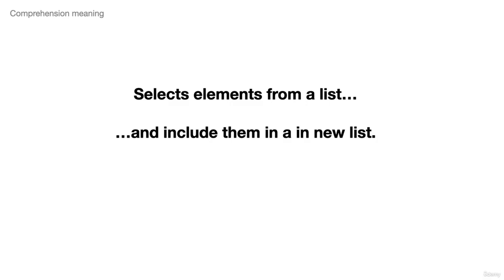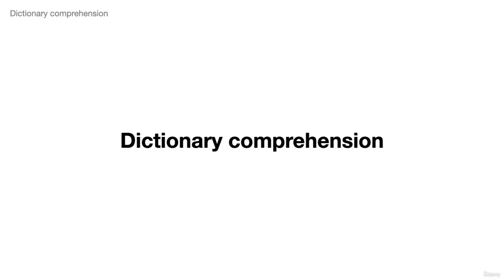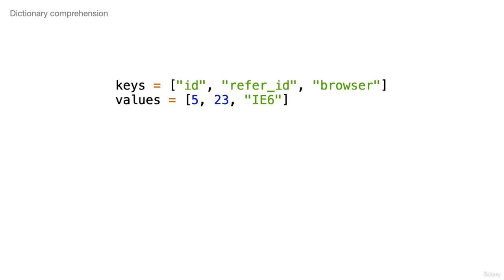Until now, you have practiced comprehensions with lists, but comprehensions also work with dictionaries and sets. Dictionary comprehension. Look at these two lists. They look like the keys and values for a dictionary. For the Python programmer, it is clear that keys and values belong together. A comprehension can take the two lists and create a dictionary. Let me show you.